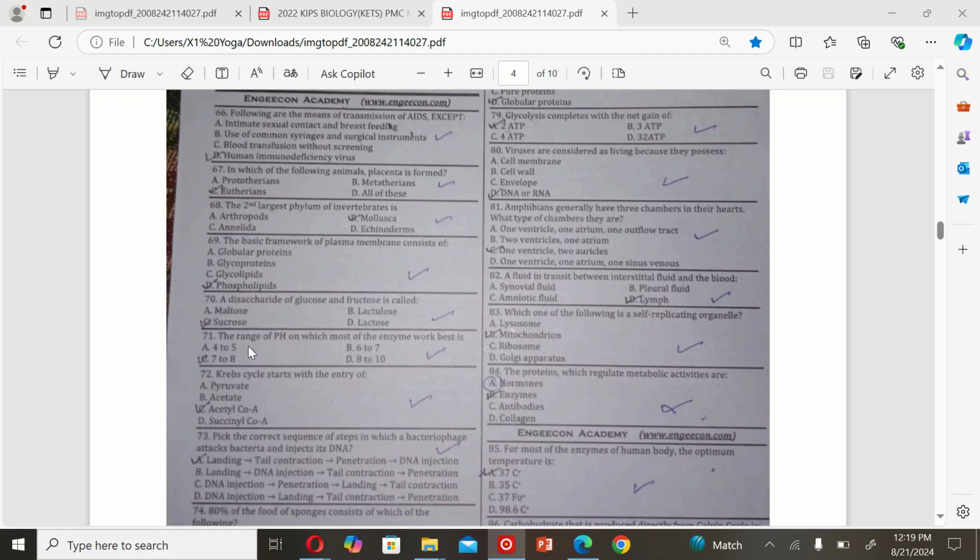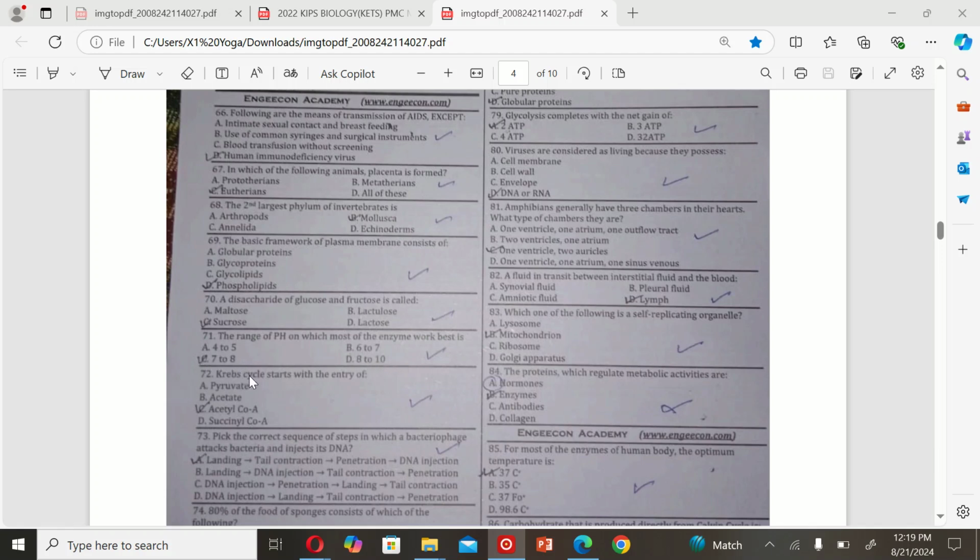Sucrose. The next MCQ is: the range of pH at which most enzymes work best is A. 4 to 5, B. 6 to 7, C. 7 to 8, and D. 8 to 10. So the correct option is C, 7 to 8.